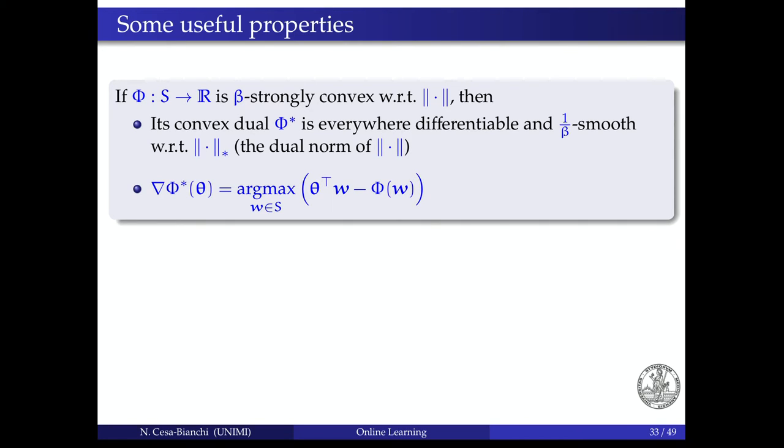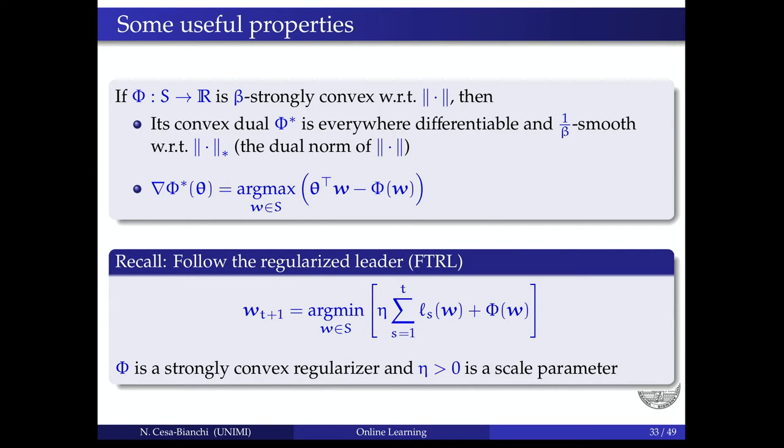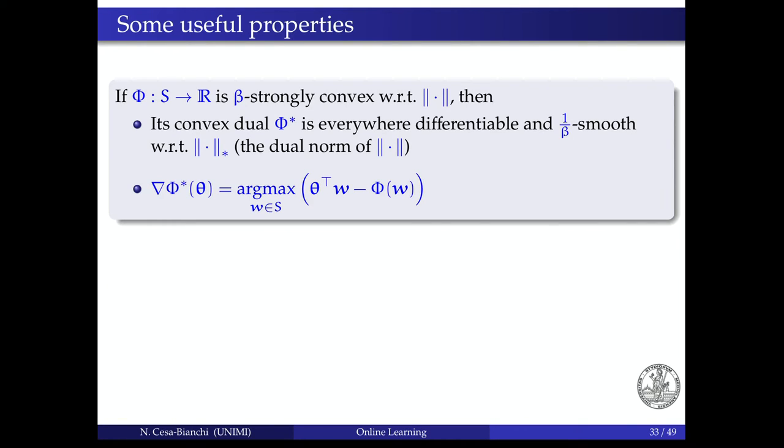Okay. And the second thing is that you remember, in order to compute the convex dual, you had to solve a maximization problem. Now, the maximizer of that maximization problem that gives you the convex dual is actually the gradient of the dual.